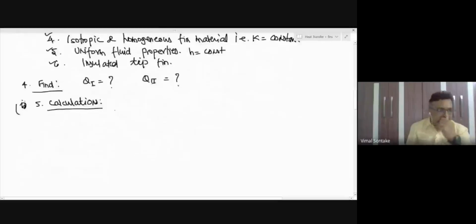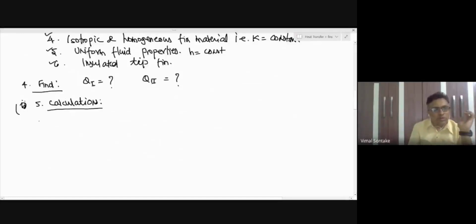Now in this case, the individual fin is considered as an insulated tip fin. We are supposed to calculate the heat transfer rate from a single fin, and depending upon the number of fins, we will be calculating the total heat transfer rate.